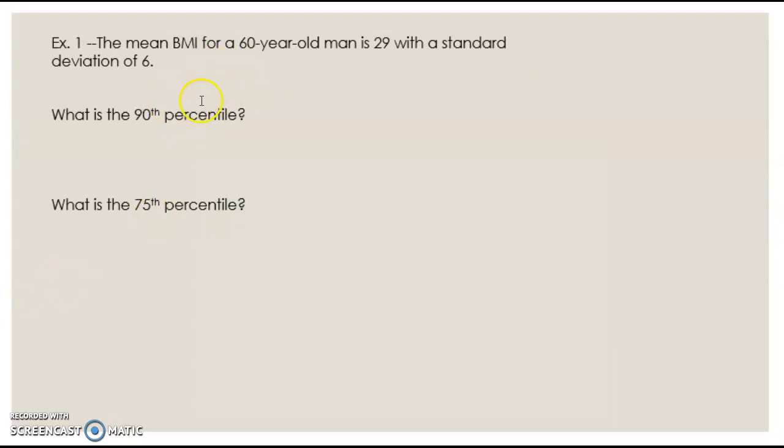The mean BMI for a 60-year-old man is 29 with a standard deviation of 6. Remember that we had your percentile equaling x, your mean, which I should use the other that we've been using, not that one.